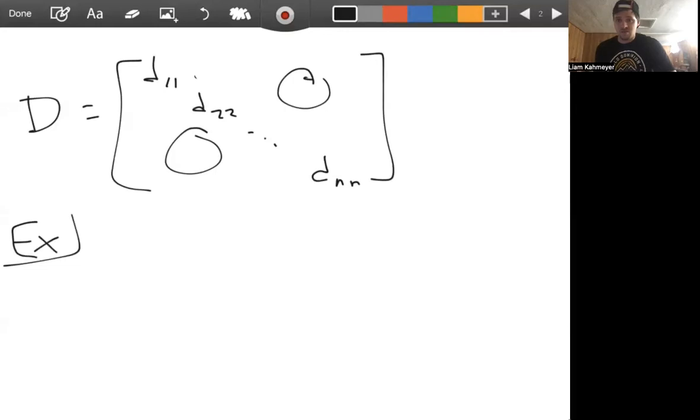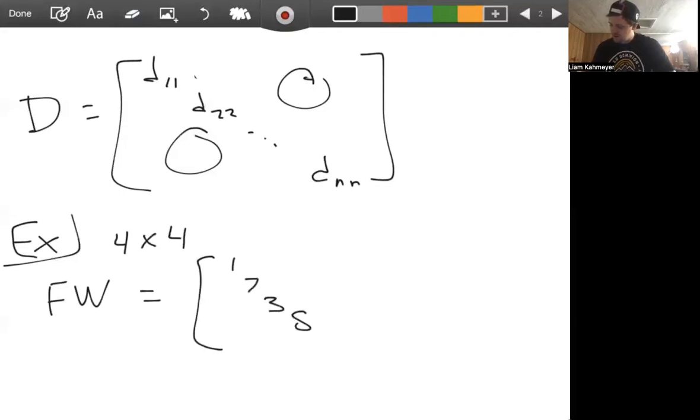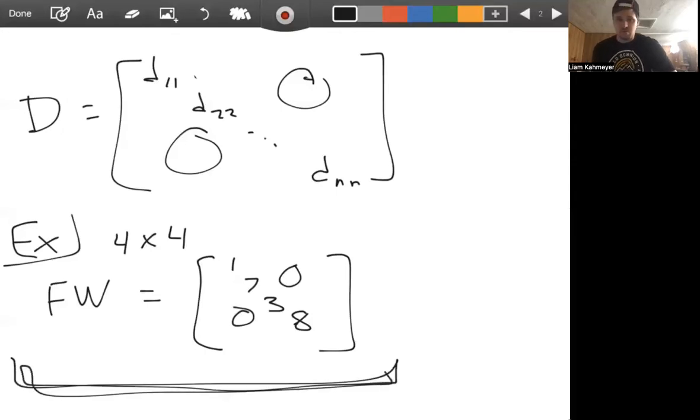So let's look at an example. The quintessential example here is a 4x4 diagonal matrix, which has 17, 38 along the diagonal, and zeros everywhere else, right? So that'll show up a lot. Spectral theory shows up a lot in quantum mechanics, actually. Eigenvalues and eigenvectors are very crucial and present in the context of quantum mechanics. And a lot of that is due to diagonal matrices, which is pretty cool.